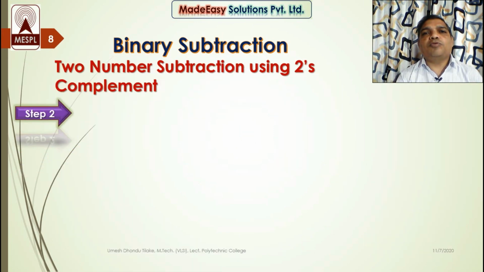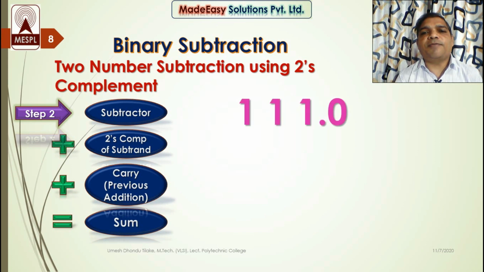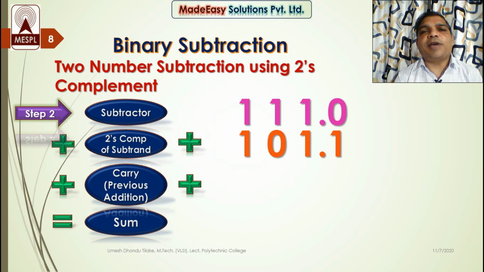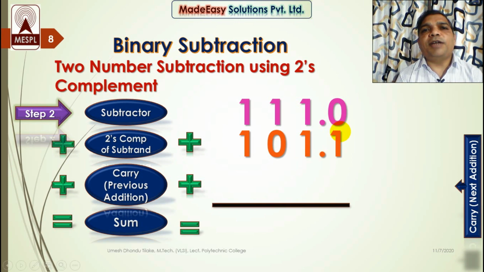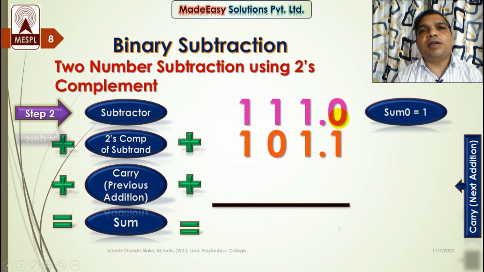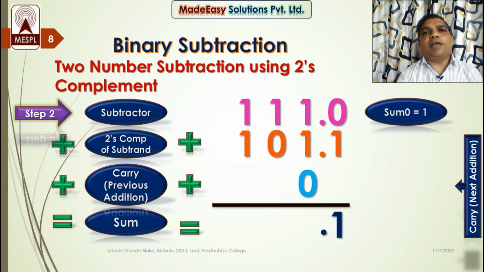Now add this 2's complement we got in step 1 into the subtractor. So put the subtractor first and then add the 2's complement we got in step 1. Also add if carry is generated in previous addition. Put them for next bit addition and we'll get the sum over here. So now perform the addition from LSBs. So 1 added with 0, I will get the result 1 and I will put over here. 0 will be the carry for next bit addition.